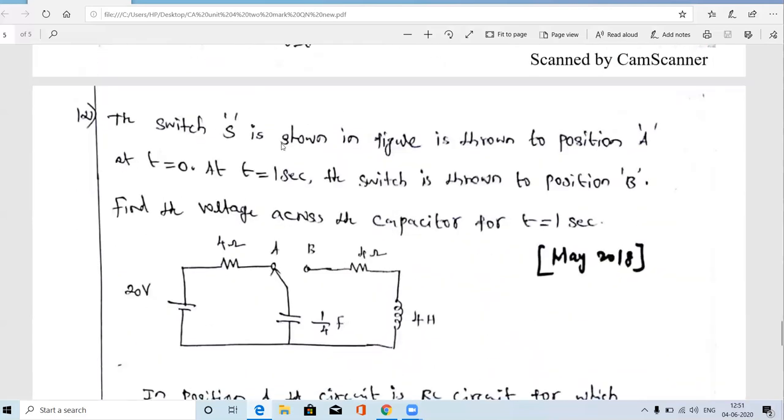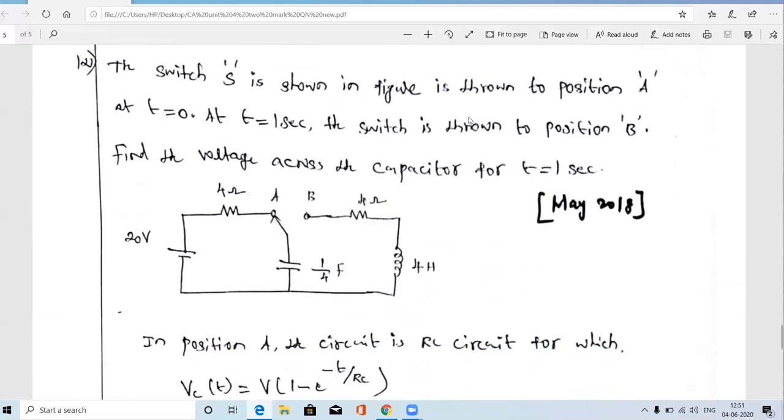And the next question: the switch S shown in the figure is thrown to position A at time t equal to 0. At time t equal to 1 second, the switch is thrown to position B. Find the voltage across the capacitor for t equal to 1 second. Here you see there are two positions, A position and B position. First, at time t equal to 0, the switch is connected in position A. At time t equal to 1 second, the switch is changed to position B. So the question is, we have to find the voltage across this capacitor for time t equal to 1 second.